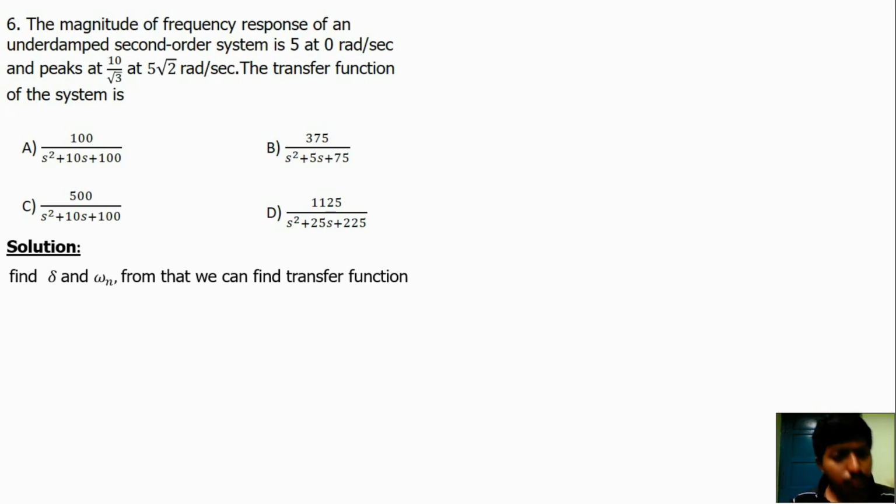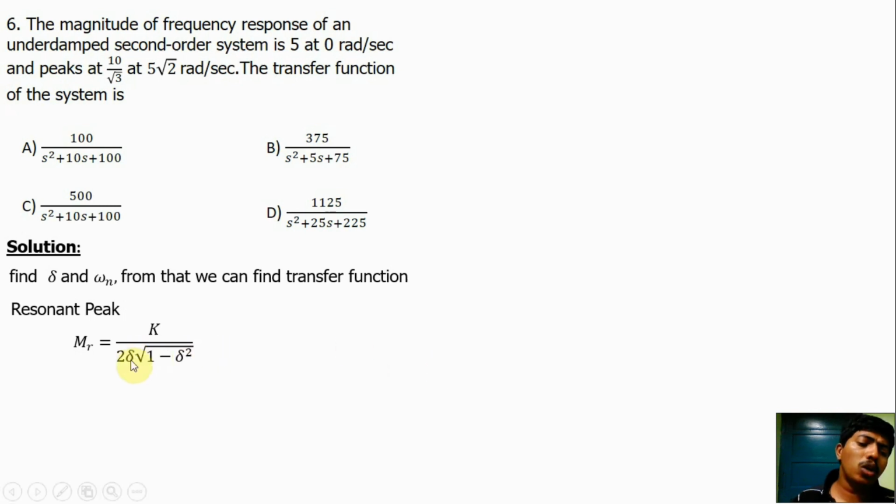We know the resonance peak formula. The resonant peak is equal to K by 2δ root of 1 minus δ², if the system has magnitude K at 0 radian per second. K means the magnitude at 0 radian per second, but the standard second-order system has magnitude 1 at 0 radian per second. So the general formula for the resonant peak is Mr equals 1 by 2δ root of 1 minus δ², if the magnitude at 0 radian per second is 1.